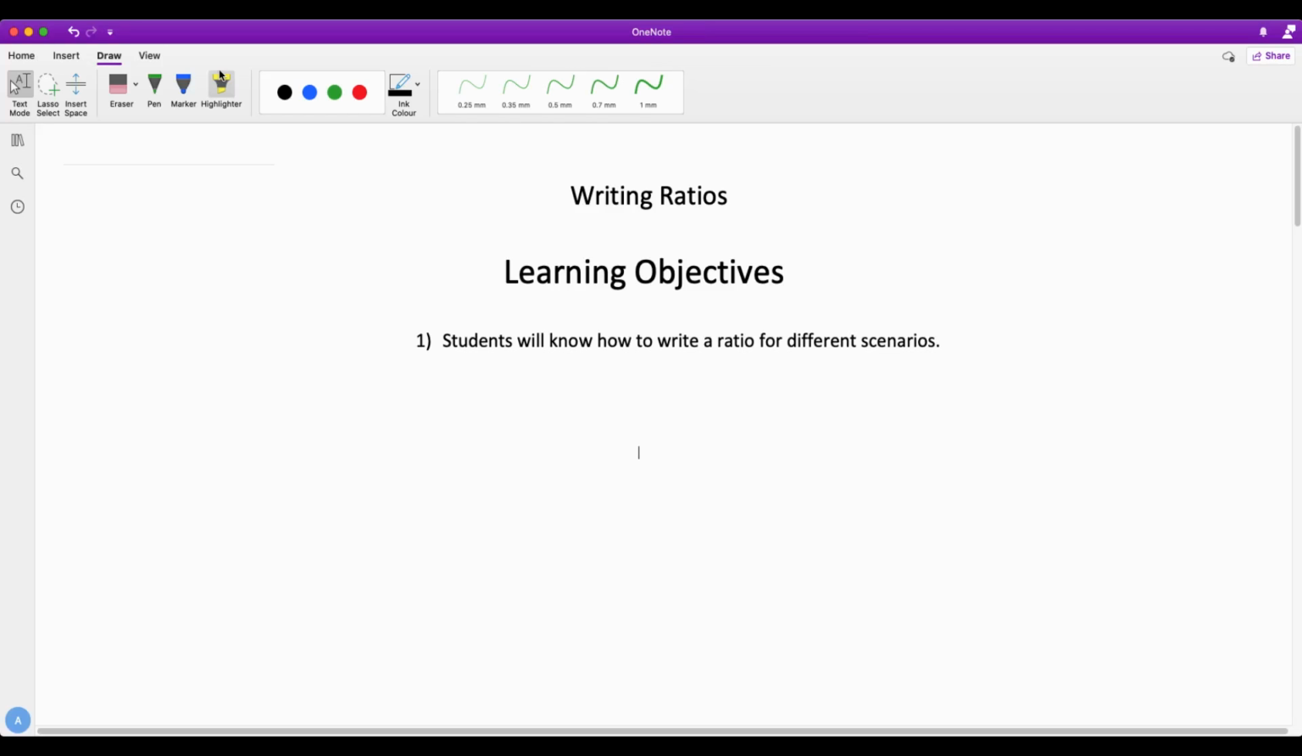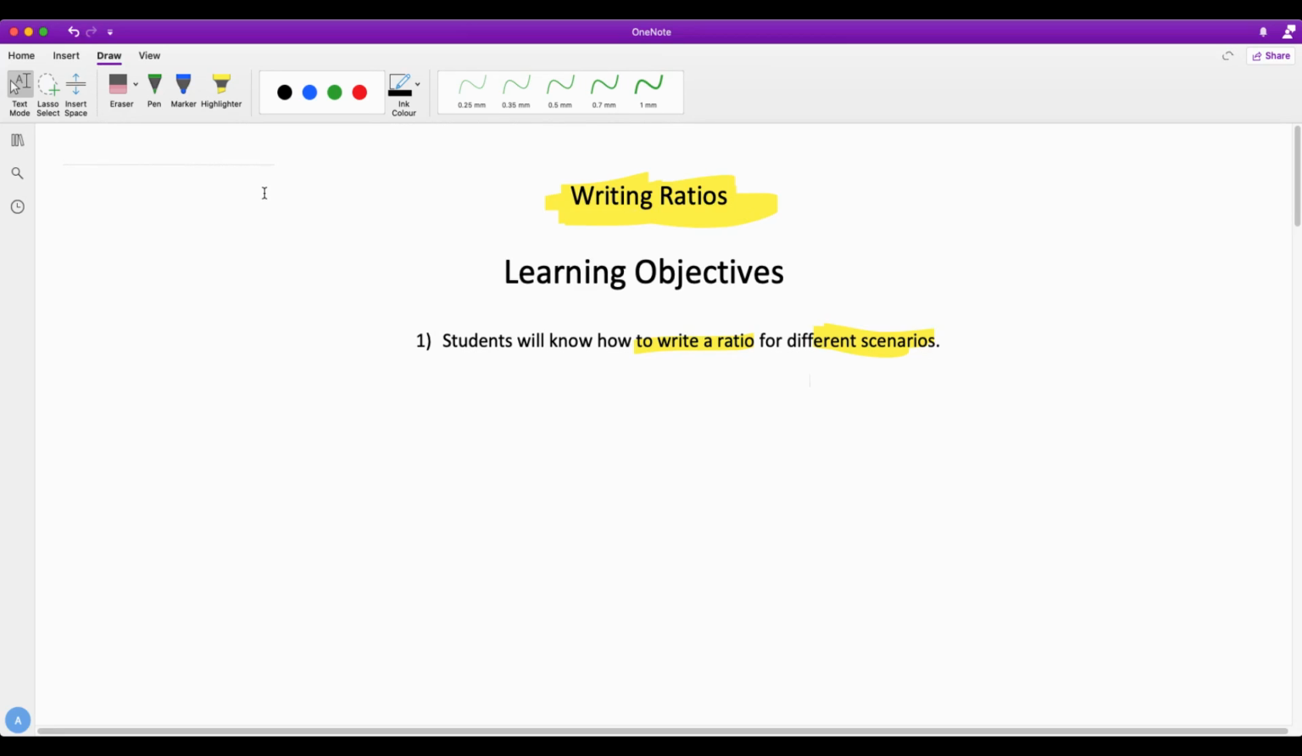All right, so we're now moving on to our next video, which is going to be writing ratios. So now we're going to give you just a scenario, and you're going to have to write a ratio coming up with on yourself. All right, our learning objective today is students will know how to write a ratio for different scenarios. This video will be really quick. There's only one example that we're going through, and that'll be it.